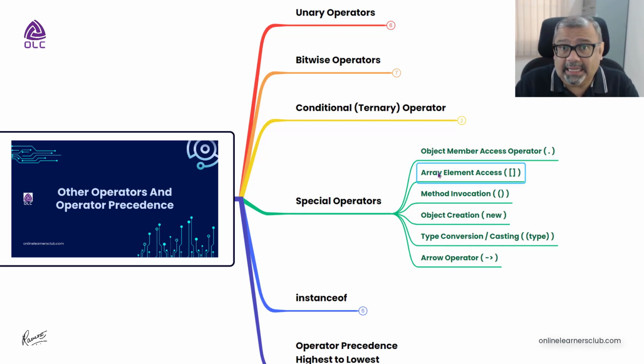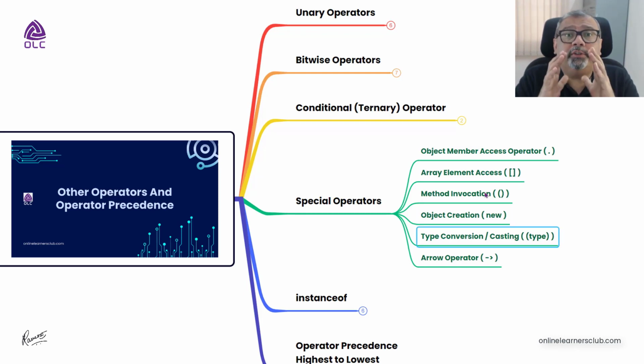Then for array element access, we use square brackets. We have already seen arrays, and when you want to access a particular element, we see array[0], array[1], using the square brackets. For method invocation, we use parentheses. We also use the new operator for object creation. For type conversion, we use casting. Again, we use parentheses here as well.